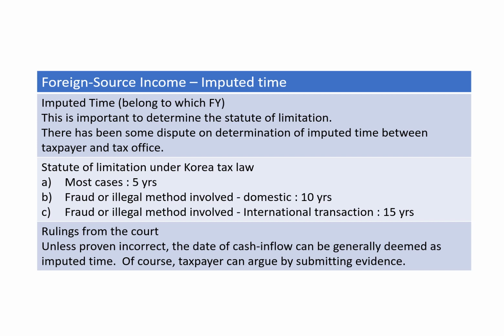So for the same fraud or illegal method, when it comes to domestic, it is 10 years. When it belongs to an international transaction, it will be 15 years. So international tax transaction is 5 years longer. There is a ruling from the court: unless proven incorrect, the date of cash inflow can generally be deemed as the imputed time, because this is easy to know and widely used. Of course, the taxpayer can argue by submitting necessary evidence.